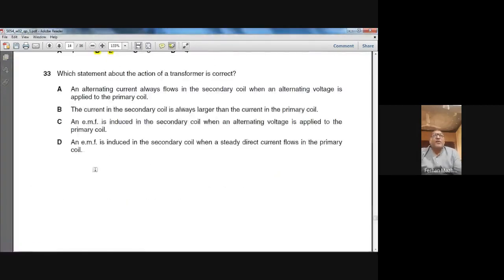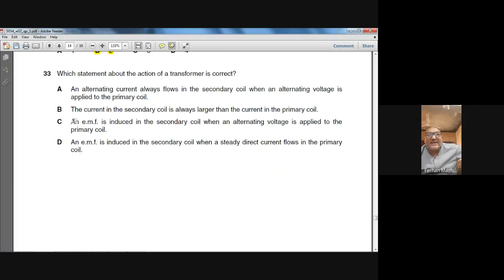Which statement about the action of a transformer is correct? An alternating current always flows in the secondary coil when an alternating voltage is applied to the primary coil. That's right. In the transformer, the primary coil is connected with alternating current, and in the secondary, the alternating EMF or alternating current is induced. The current in the secondary coil is always larger than the current in the primary coil. That's wrong. C: an EMF is induced in the secondary coil when an alternating voltage is applied to the primary coil. C is right. D: an EMF is induced in the secondary coil when a steady current. No, D is not right.